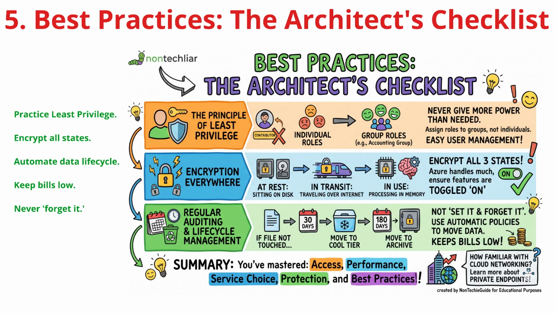Use automatic policies to move data based on time. For example, if a file hasn't been touched in 30 days, automate its move to the cool tier. If it's been 6 months, push it to archive. This keeps your performance high and your storage bills low without manual effort.